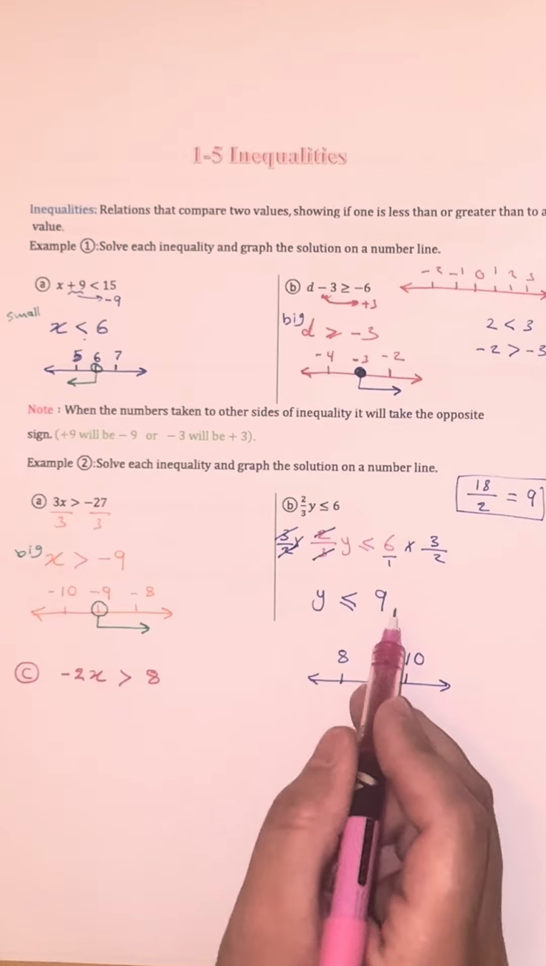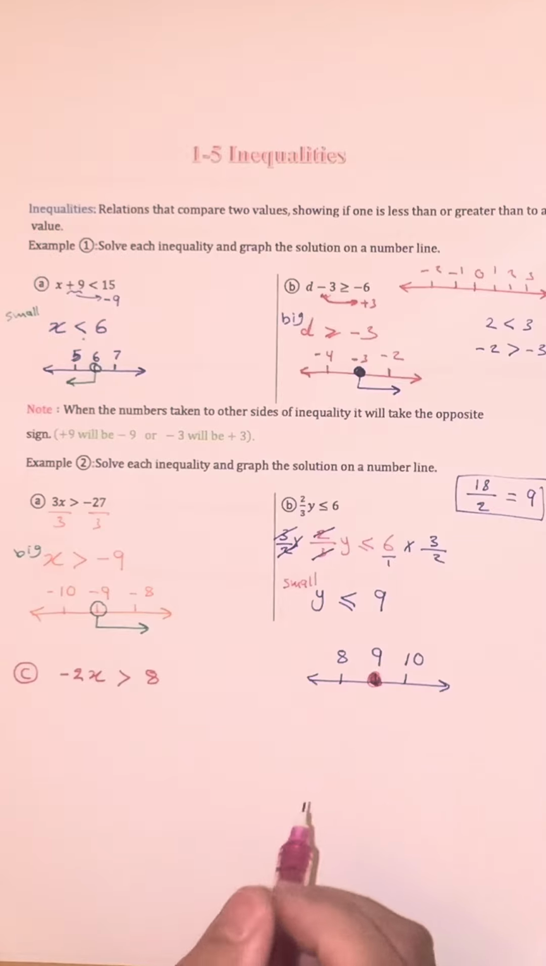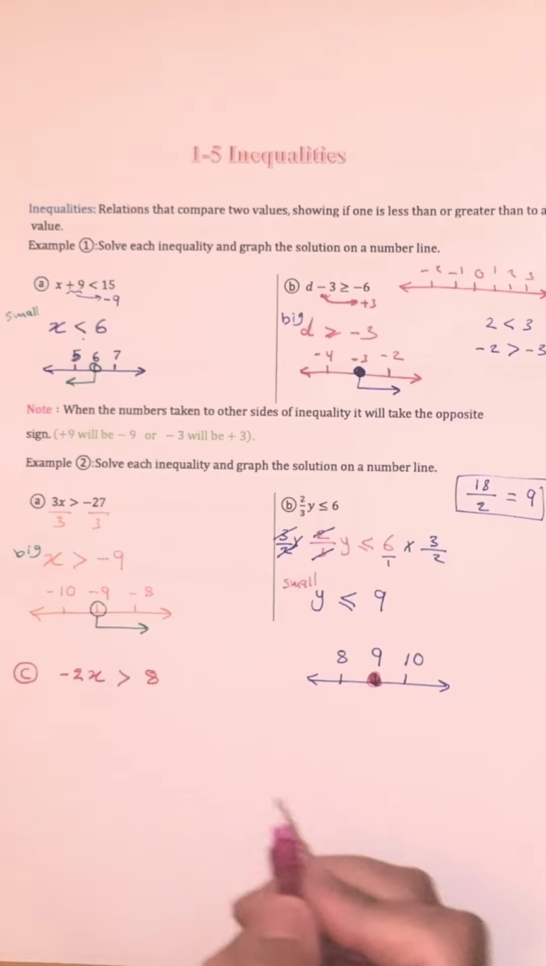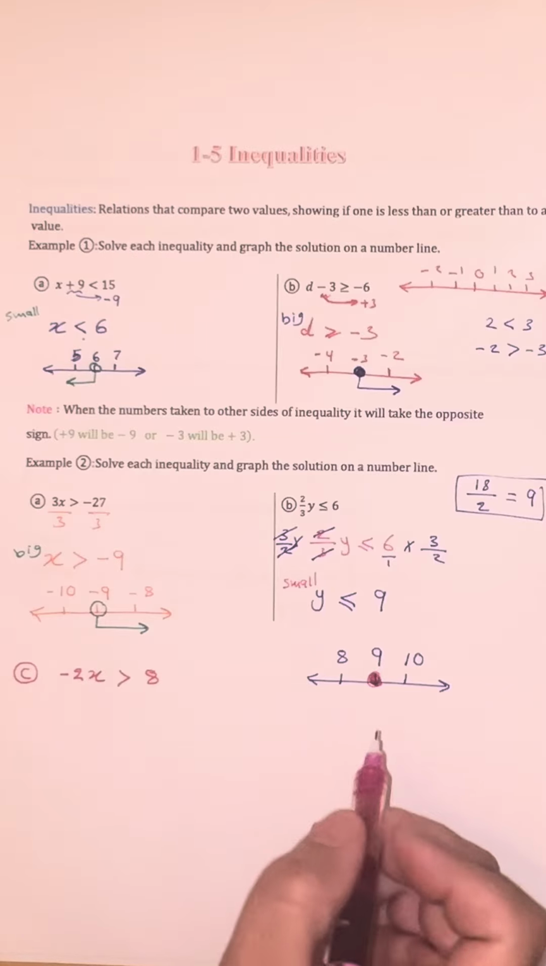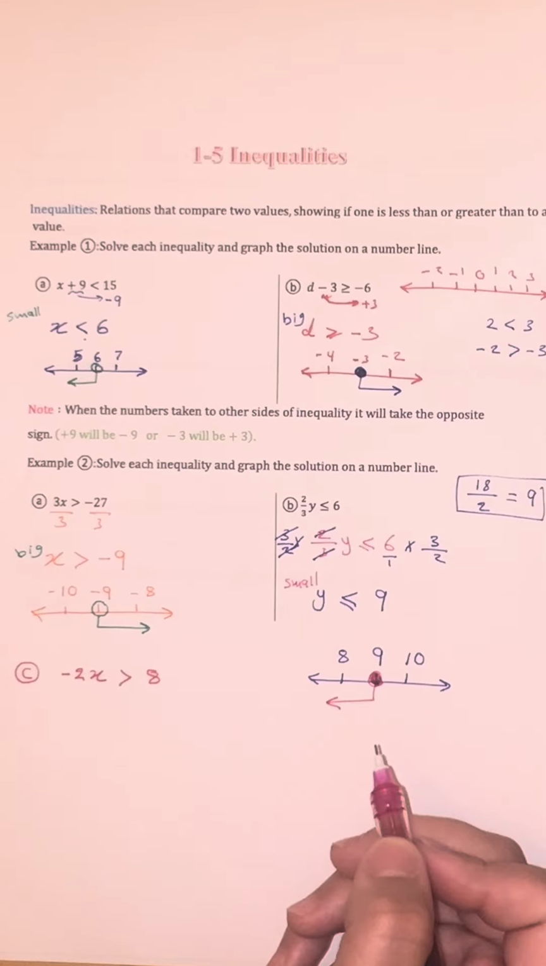Y less than 9 means small. We will take a small number as a solution of the variable. So which side is less than? This side is less than 9.